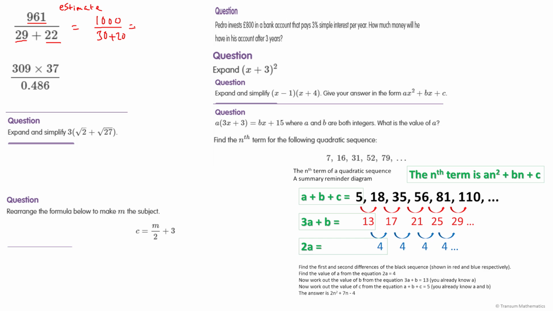Now, an easy way to remember is, well, what's the easiest number to round these to? And that's what you do. That is easy to round to 1000, 30 and 20. It's so that you can estimate it in your head. You'll do this for things like party planning and so forth. And that answer is 20.